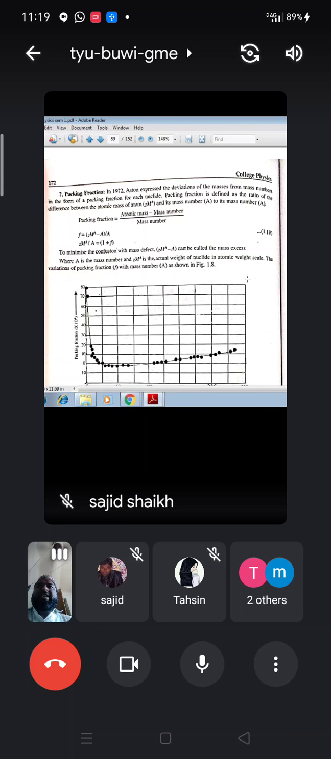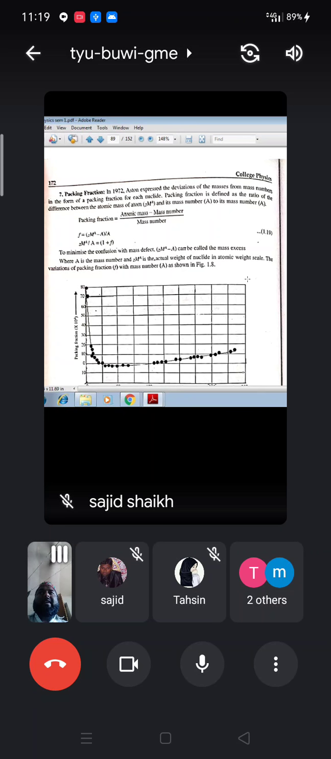The packing fraction was studied by Aston in 1927, who expressed the deviation of the masses from mass numbers in the form of a packing fraction of each nuclide. Packing fraction is defined as the ratio of the difference between the atomic mass of the atom and its mass number to its mass number. Atomic mass minus mass number, divided by mass number, that is the packing fraction.